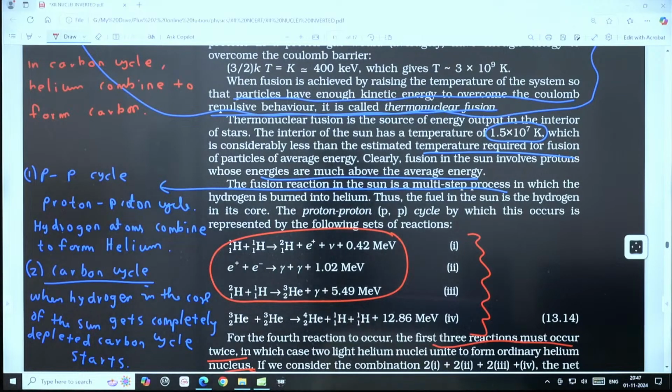I think tomorrow I will be finishing this chapter. Nucleus chapter will be finished tomorrow. So we'll be doing all the problems from the Nucleus chapter.